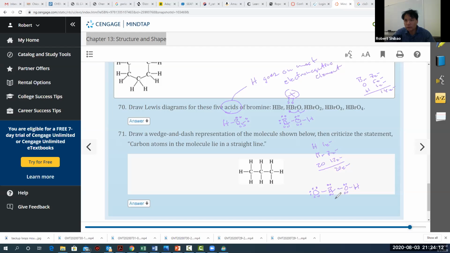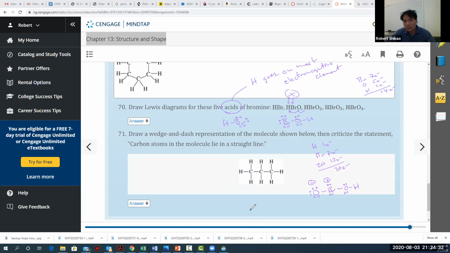Now, are the formal charges all 0? When we look at this oxygen, you probably recognize this oxygen now has a negative formal charge, 2, 4, 6, 7. This bromine, 2, 4, 5, 6. Bromine contributed 7, so it's short. This oxygen is 0, this hydrogen is 0. So this ends up with a formal charge here.